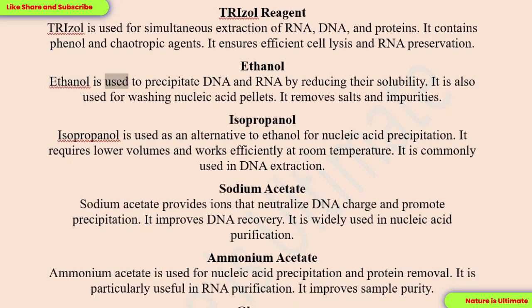Ethanol. Ethanol is used to precipitate DNA and RNA by reducing their solubility. It is also used for washing nucleic acid pellets. It removes salts and impurities.